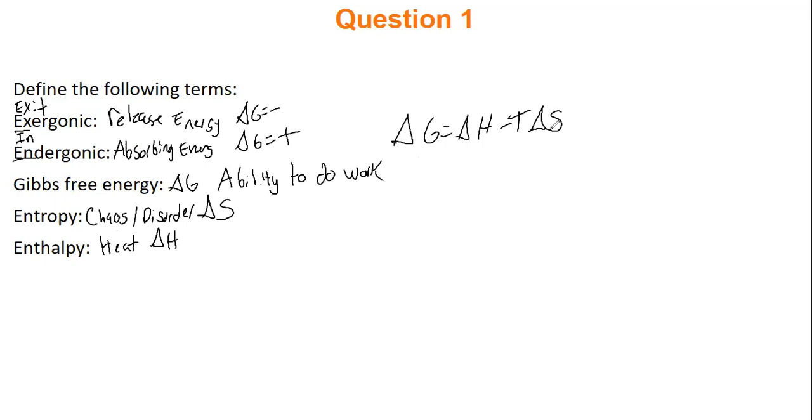So we can think of energy in two forms. We can think of it as heat or disorder. And together, depending on what temperature we're at, we know how much work we can do. Or we know if a process will release energy or if a process will store energy.